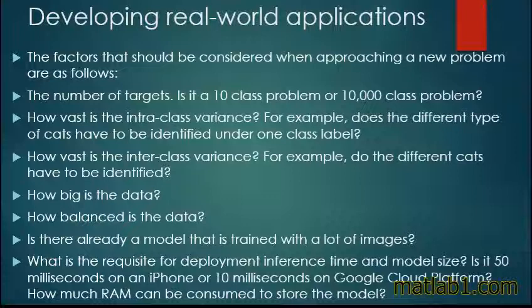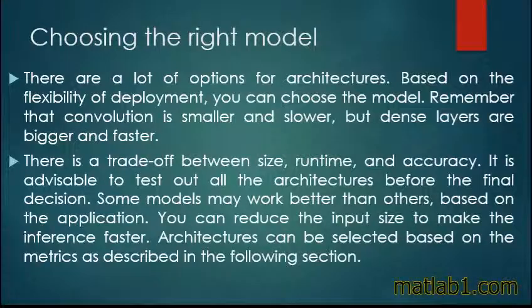Try to answer these questions when approaching an image classification problem. Based on the answers, you can design the training architecture and improve the accuracy as described in the next section. Choosing the right model. There are a lot of options for architectures. Based on the flexibility of deployment, you can choose the model. Remember that convolution is smaller and slower, but dense layers are bigger and faster. There is a trade-off between size, runtime, and accuracy.